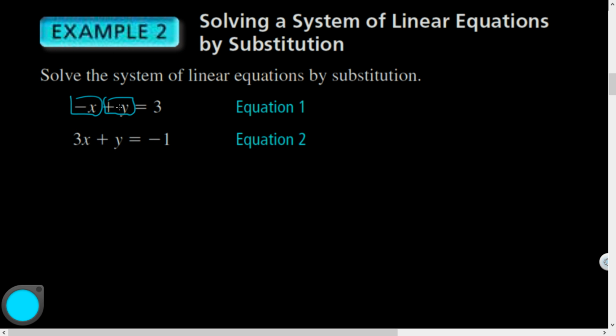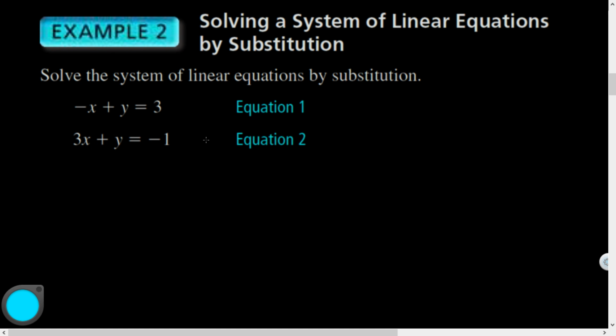Let's see. Any of the y's are good, because those have positive ones. This x is also good because that's got a -1 coefficient. You don't want to aim for the 3x because that's going to create fractions. It'll take a little bit more effort. You'll work through some fractions in order to solve it.